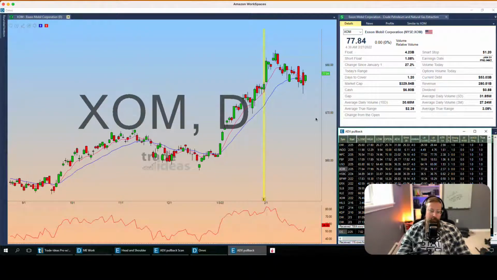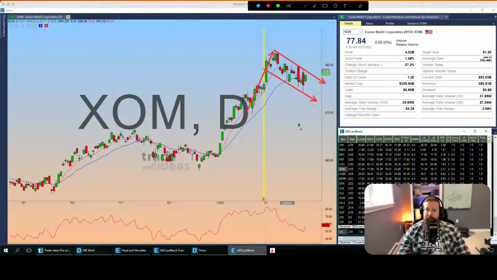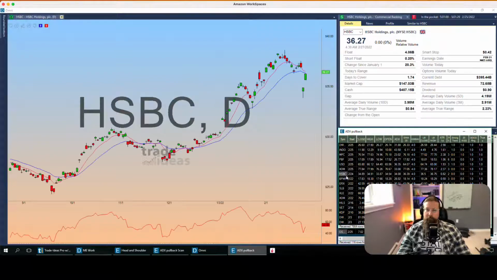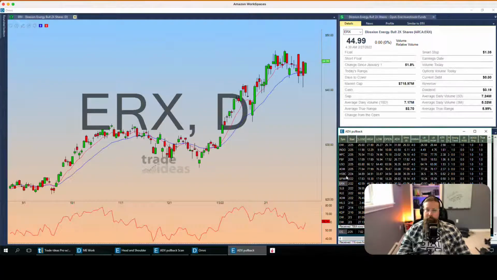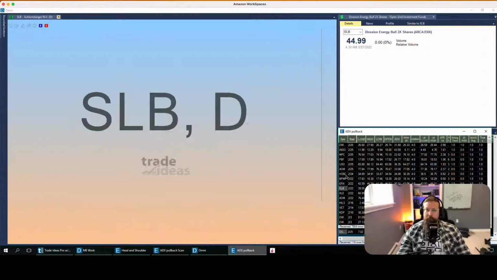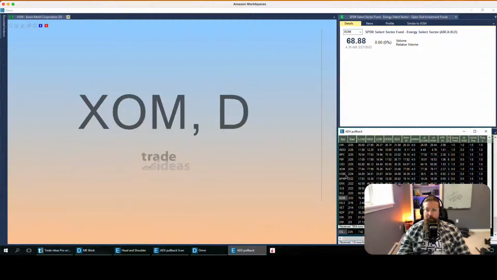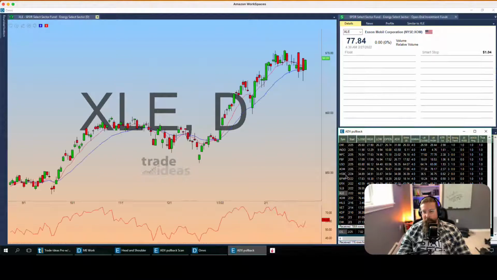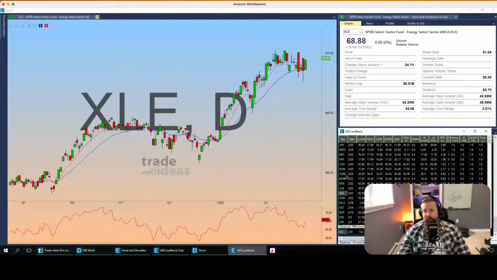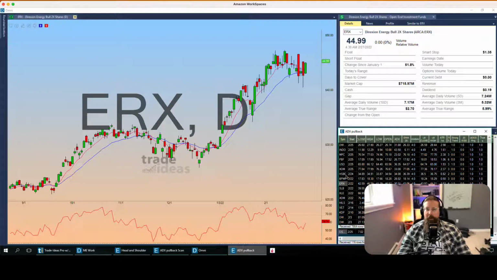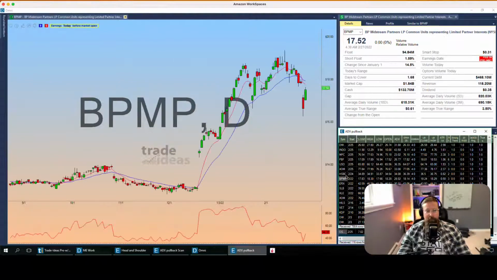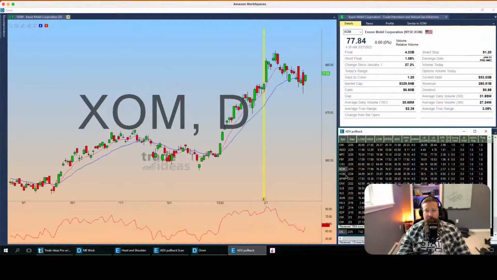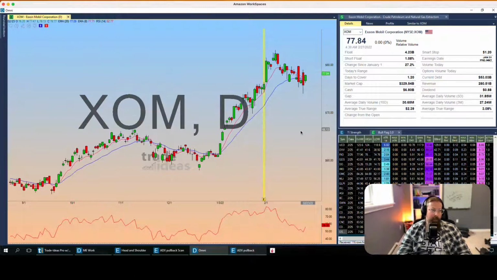ExxonMobil, interesting, more of a longer term bull flag here. Yeah, a lot of these are just energy, right? ExxonMobil, and then we've got XLE, and then we've got Schlumberger, and then just a lot of, right, everything's an energy name. So energy names are still bull flagging. That might be the place to focus, I guess.